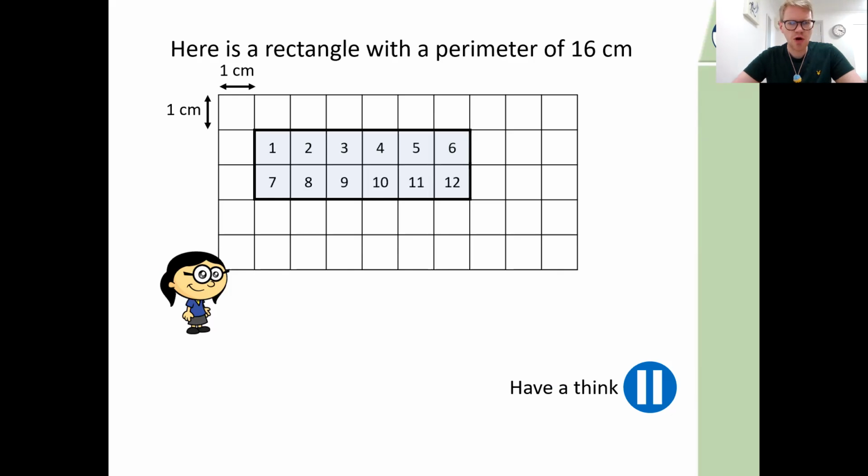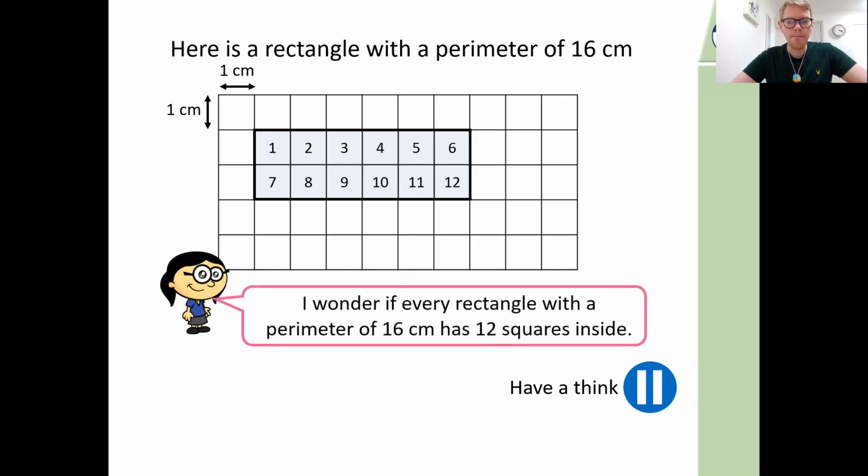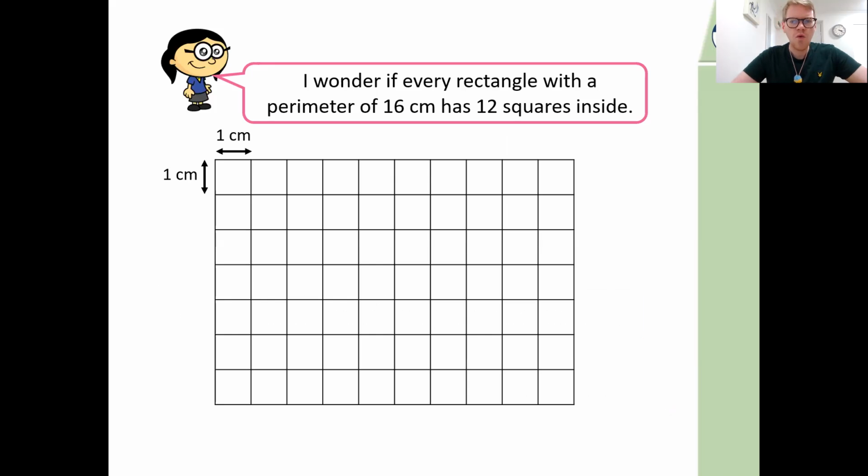Let's count up our edges. We've got 6 along the top. We've got 2 down the side. So that adds up to 8 once we've got our top and side. And then, of course, we double that for the rest. So that is a perimeter of 16 centimetres. That's right. Now, on the inside of that, that's filled up 12 squares. So the perimeter was 16. The space inside that shape was 12 squares. I wonder if every rectangle with a perimeter of 16 centimetres has 12 squares inside. Let's check out some other ones.